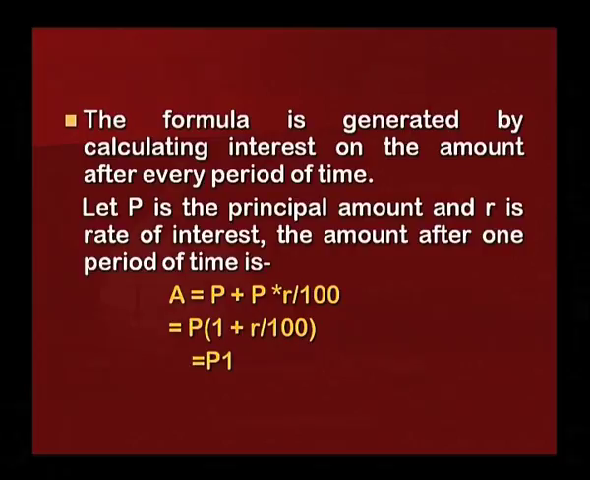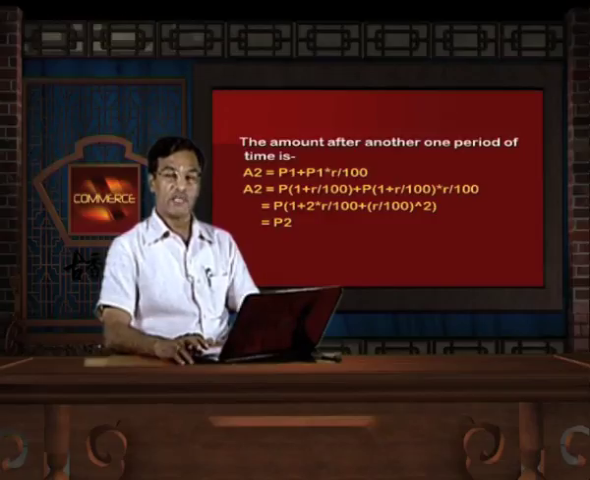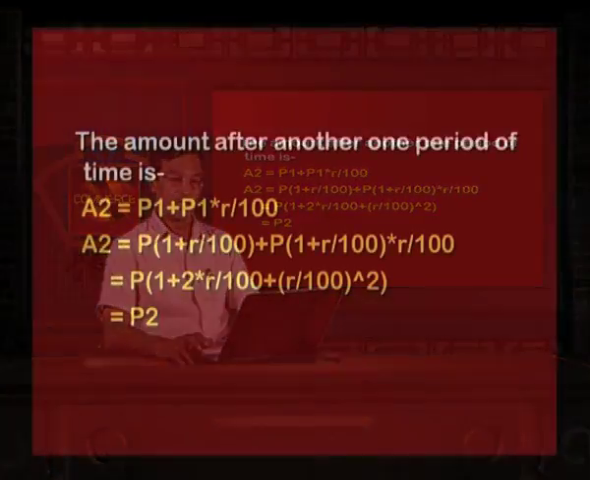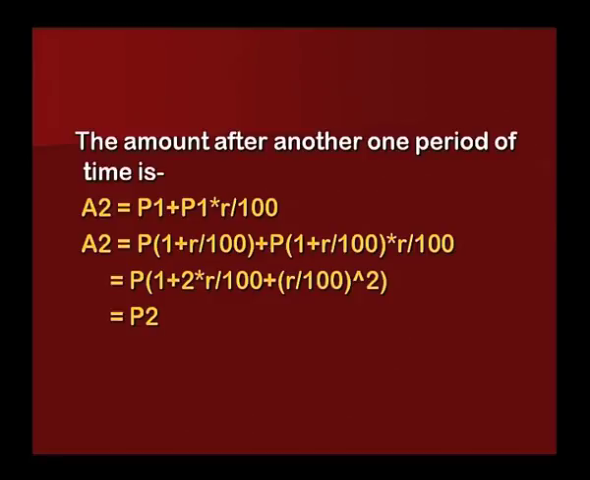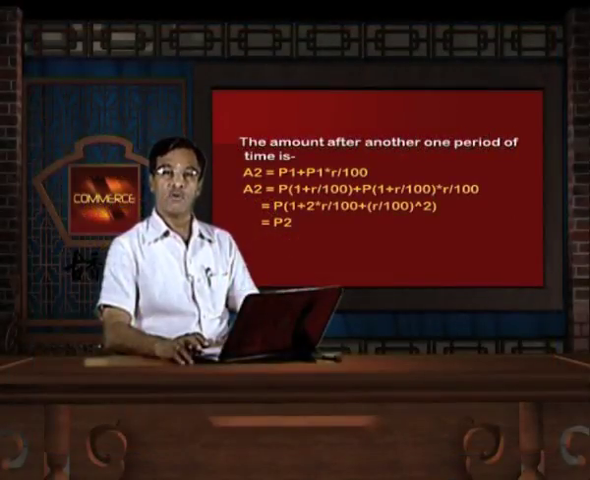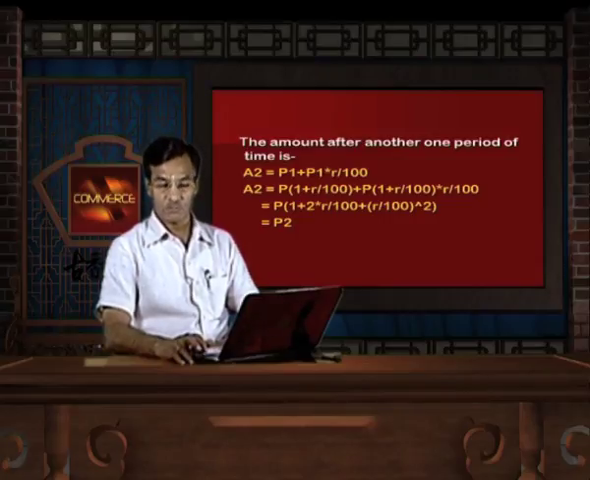Now we calculate the amount after another one period of time. A2 is equal to P1 plus P1 into R upon 100. A2 is equal to P(1 + R/100) plus P(1 + R/100) into R upon 100, that is P(1 + 2R/100 + (R/100)^2), we call it P2. Here we have calculated simple interest on the second principal P1 and find the third principal P2.